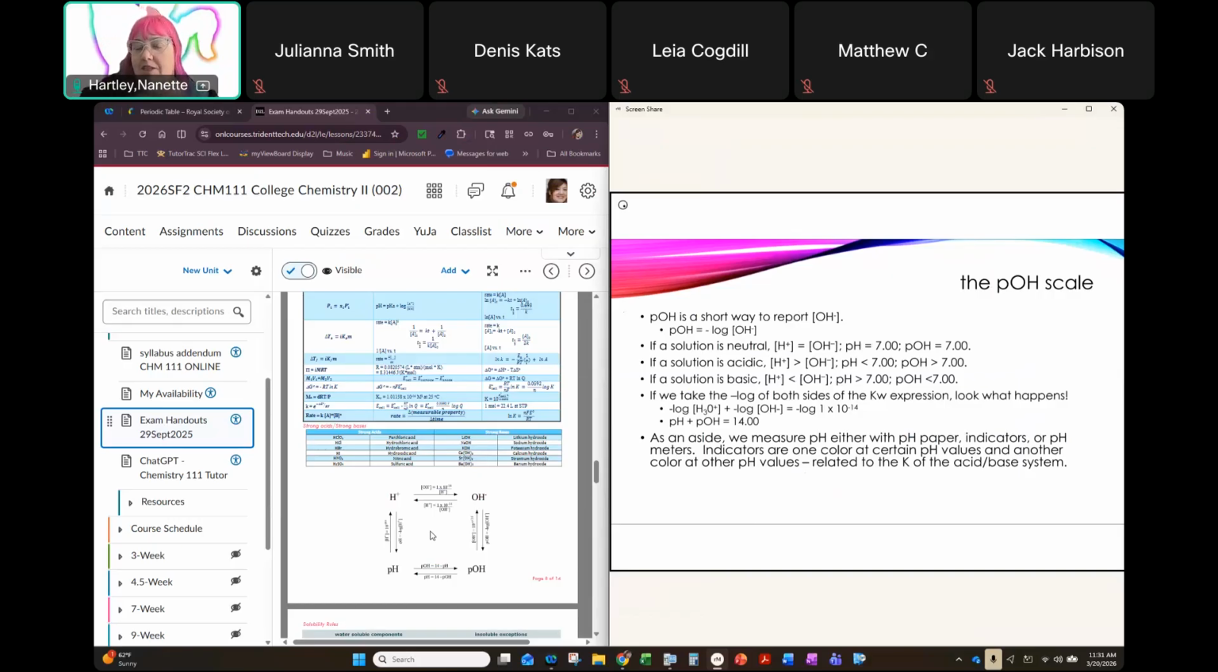So, questions about our pH scale or pOH scale? They are inverse from each other. So if the pH is low, the pOH should be high.